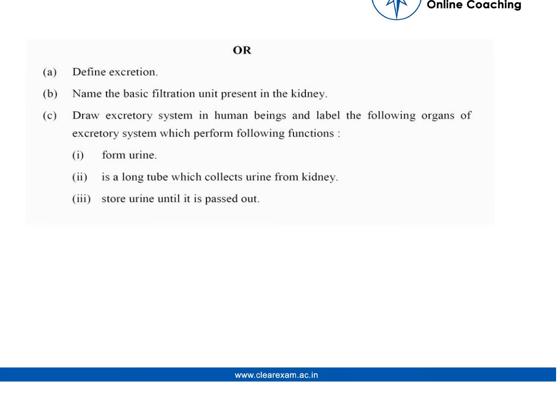The OR, or second part, has three subparts, which say: define excretion, name the basic filtration unit present in the kidney, draw the excretory system in human beings, and label the following organs of the excretory system which perform the following functions. Forms urine; a long tube which collects urine from the kidney; stores urine until it is passed out. So let us move to the solution.